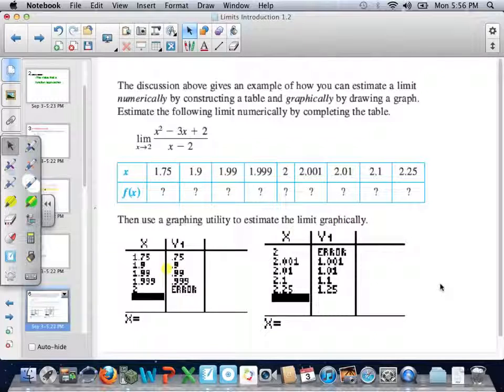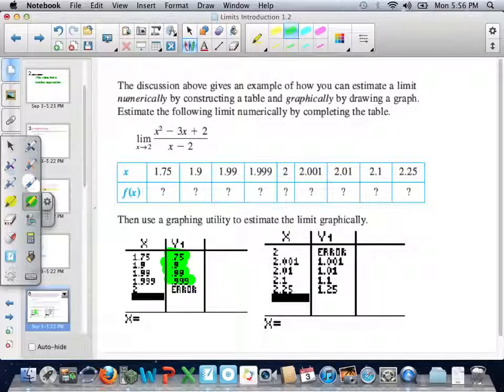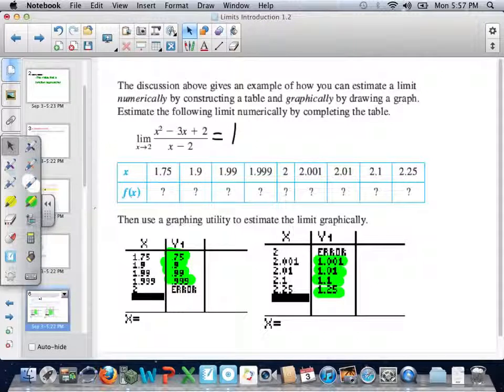So as I evaluate here the left and the right sides, I can see on the left side my function appears to get closer and closer to 1. And on the right side, my function appears to get closer and closer to 1. So what I would say then is that the limit of this function is 1 because the left side and the right side both get closer to 1.